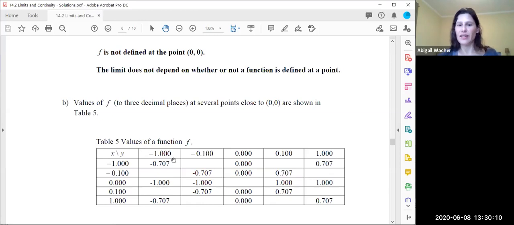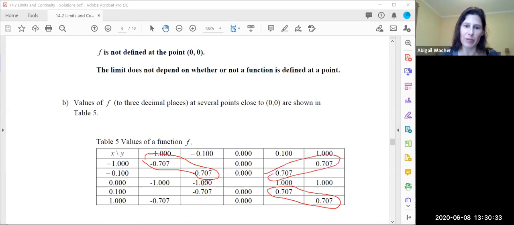And then you see something interesting on the diagonals. On the diagonals, you have minus 0.707 from the top left. And from the bottom right, you have 0.707. And also the top right, 0.707. And then the bottom left, minus 0.707.